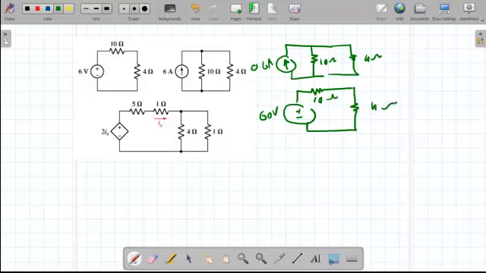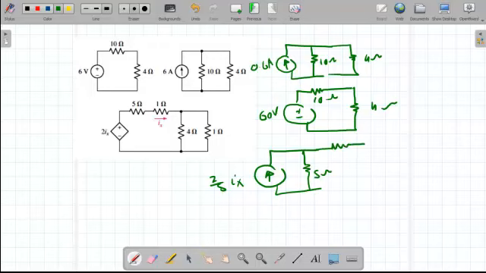In the last circuit, we need to keep the 1 ohm resistor because there is a dependent variable here. So we convert the voltage source and the 5 ohm resistor to a current source, which is equal to 2 over 5. So it becomes 2 over 5 Ix in parallel with the 5 ohm.